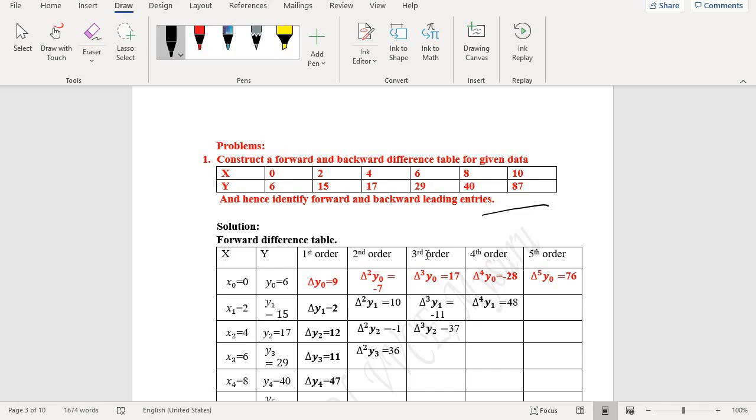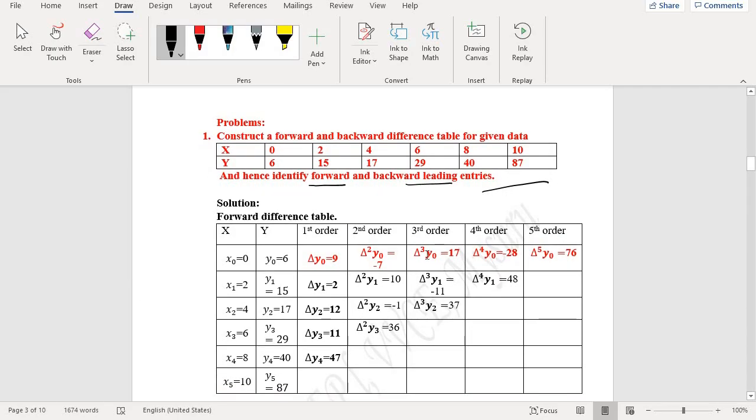Now here, first we need to construct the finite difference table, that is a forward difference table and backward difference table, and afterwards we need to find out the leading forward entry and leading backward entry for a given data. First I will show how to construct the forward difference table. So observe the table here. First I consider the values of x and then the values of y: y0, y1, y2, y3, y4 and y5.